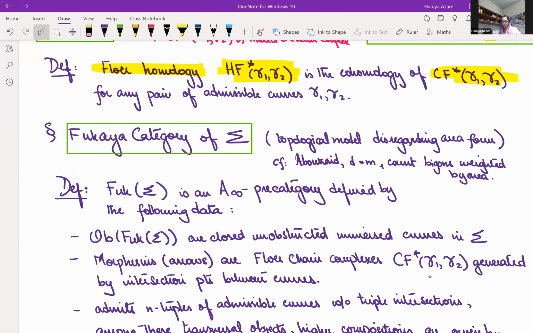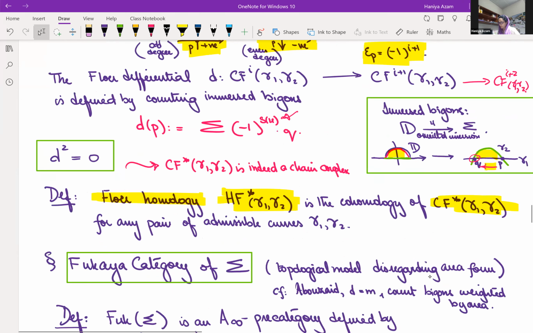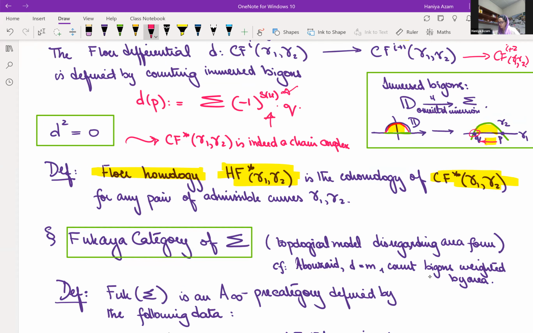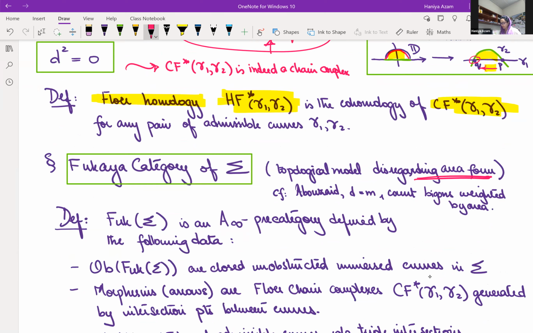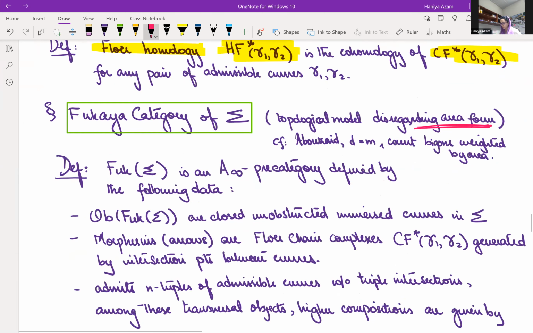So this is, I remind you, a topological model. And so for instance, in Abouzaid's picture, there's going to be some contribution with weights that are given by areas of these disks, the bigons. Okay, so that's a contribution that comes from the symplectic form if we're still considering it, but we're not because we're disregarding the area form, so we just have this simple formula. All right, so what's the definition? It is an infinity pre-category, which is defined by the following data. You have objects that are closed, unobstructed, immersed curves inside your surface. Morphisms or arrows are Floer chain complexes generated by intersection points between these curves.